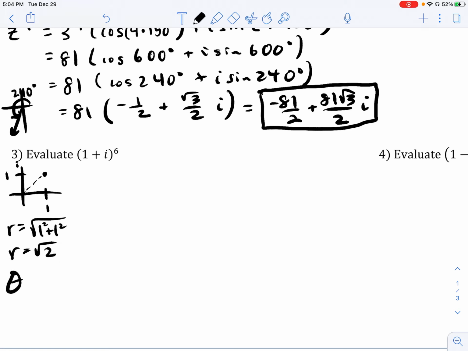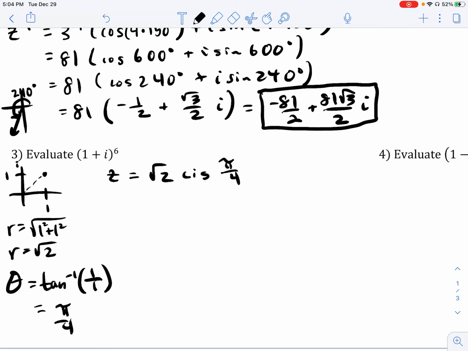Well, what is theta? Theta would be the arctangent or inverse tangent of 1 over 1, which you don't need a calculator for. Hopefully you know that this is equal to pi over 4. So this complex number, 1 plus I, is the same as writing z is equal to root 2 CIS pi over 4. Now, I'm going to take this complex number that's in trig form and raise it to the 6th power.